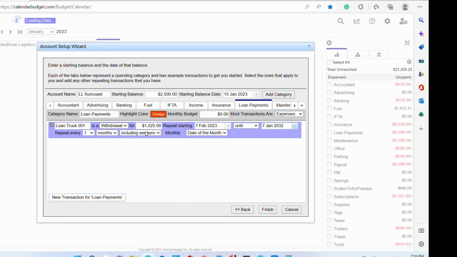Okay, every month, they're including weekends. This basically is, especially for a lot of loans, most of them now are coming out on Saturdays. They're coming out on holidays. I've even seen that sometimes. So I always say including weekends no matter what.